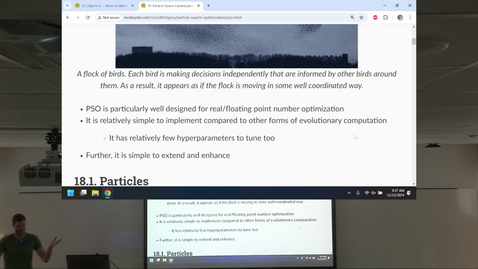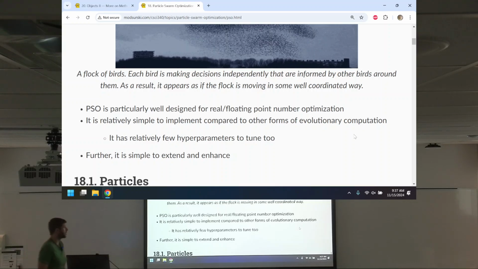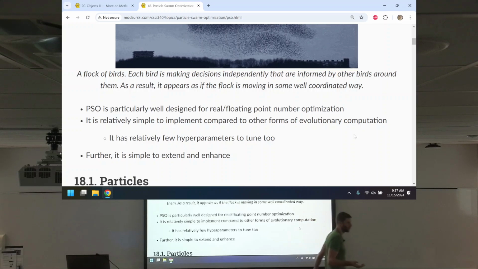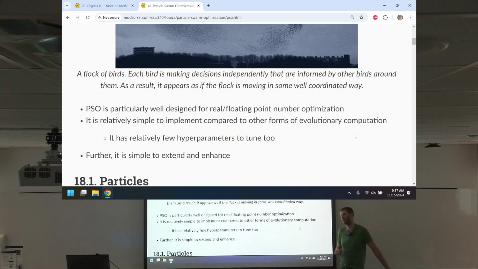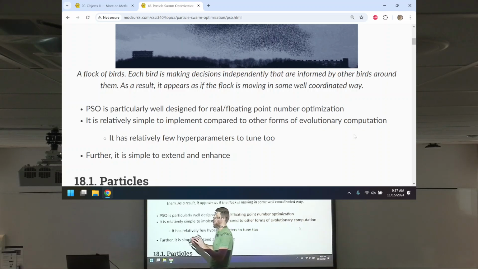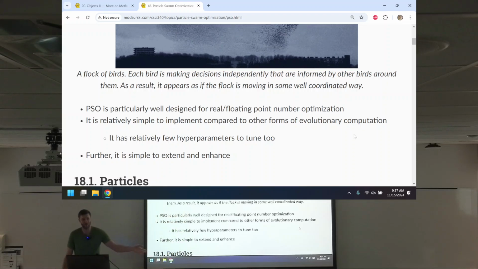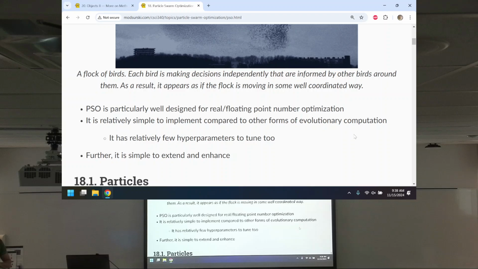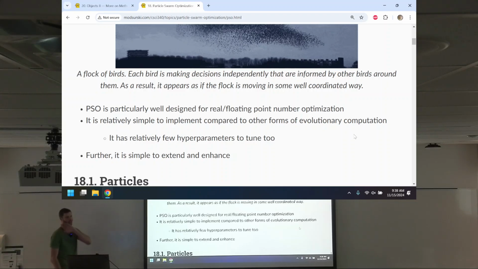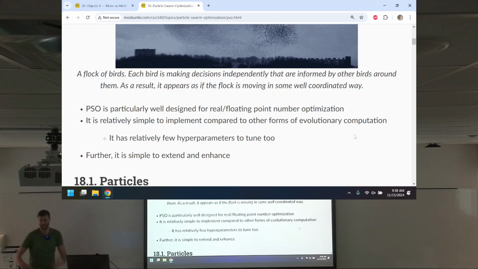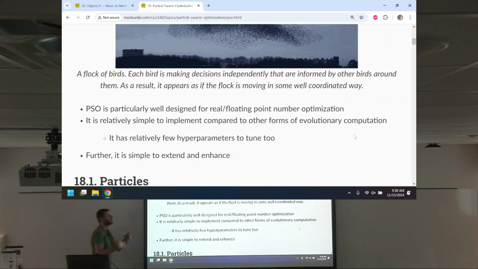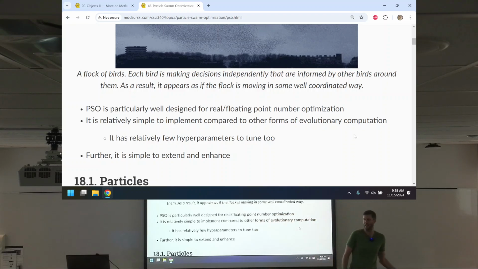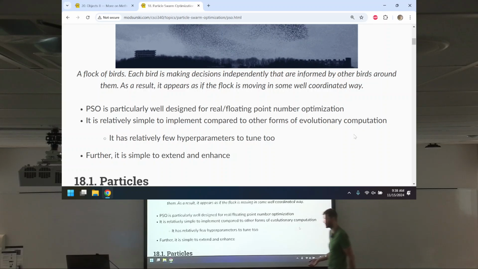PSO is a form of evolutionary computation that works really well, and effectively it's been designed to work with real numbers or floating point numbers. Like a lot of forms of evolutionary computation, the basic idea is relatively simple to implement, even relative to other forms. It's got very few hyperparameters to tune, and in fact, a lot of people say that some of the hyperparameters that there are, you really don't need to tune. You just set them and forget them. So that's kind of nice. Given its simplicity, along with a lot of the other forms of evolutionary computation, it's easy to extend and add your own ideas, because it's very modular, in the same way that genetic algorithms are.